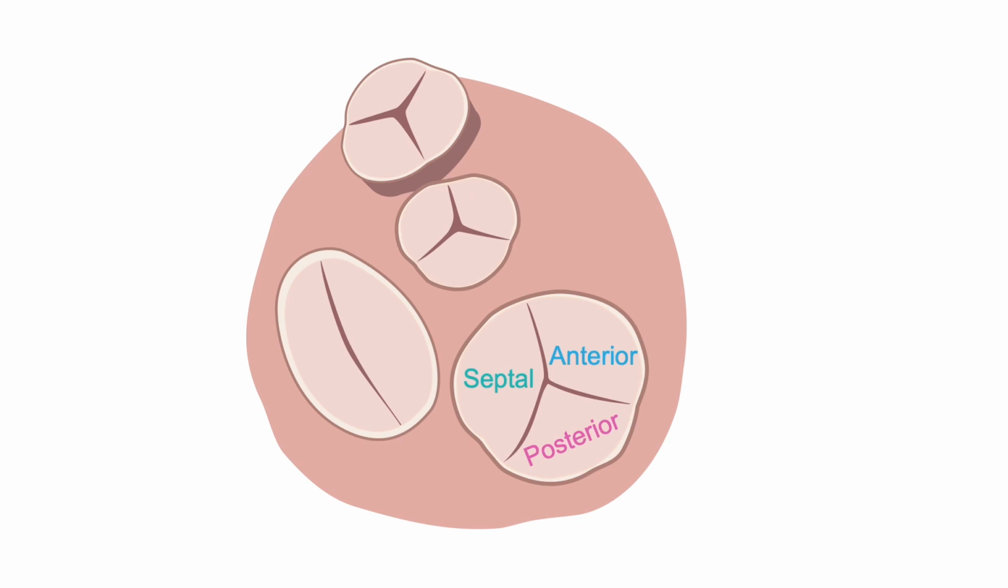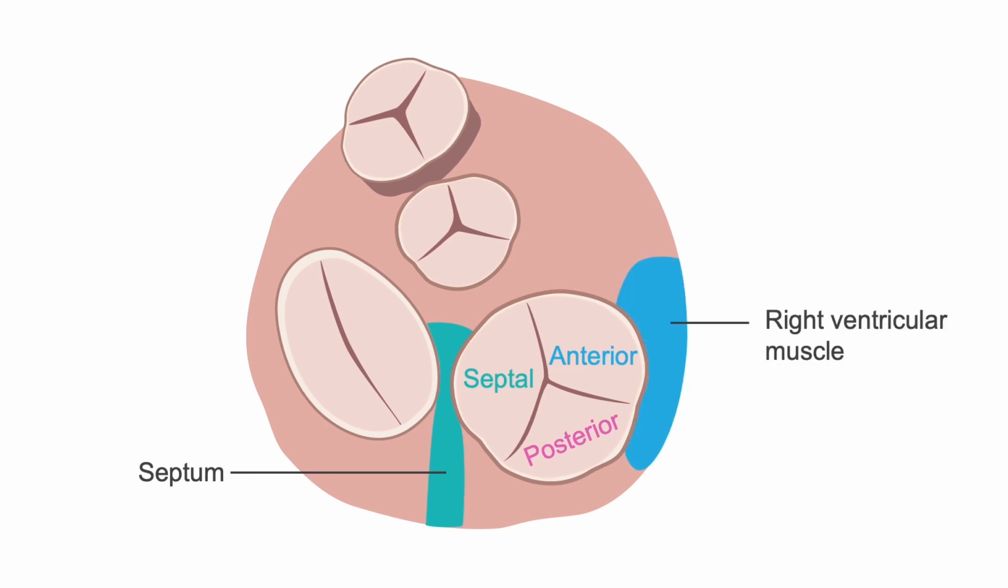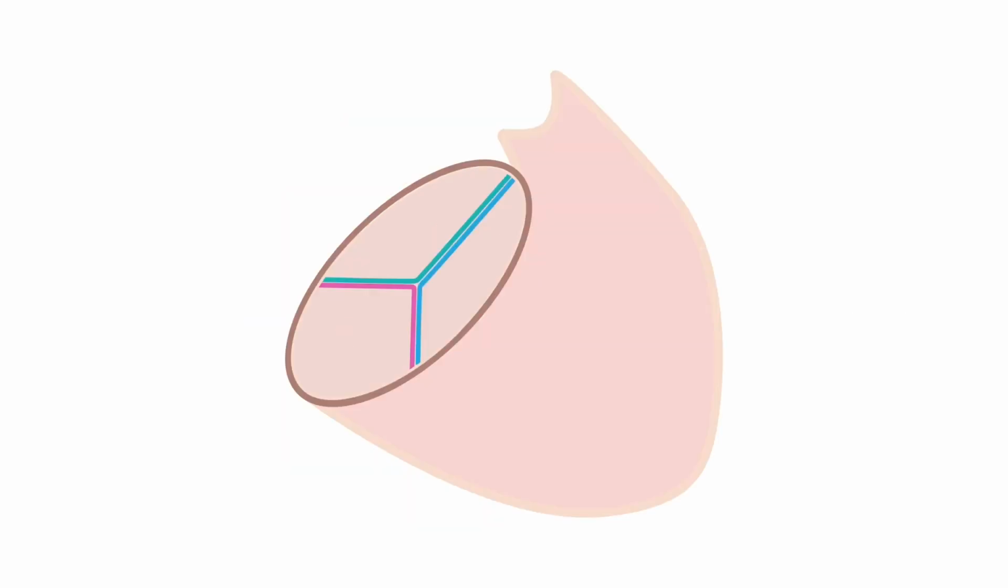There are 2 indicators to help identify each leaflet in the apical four-chamber view. First, the septal leaflet is attached to the septum, and second, the anterior leaflet is attached to the right ventricular muscle. It is widely known that we cannot see all 3 leaflets at the same time using echocardiography.